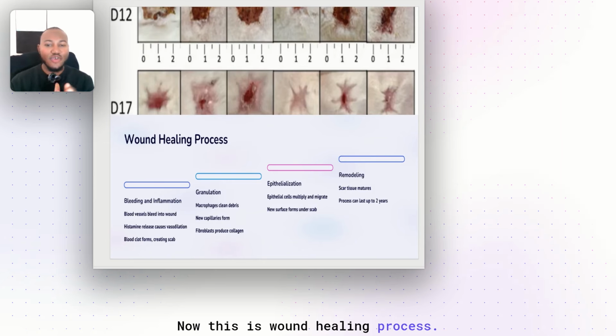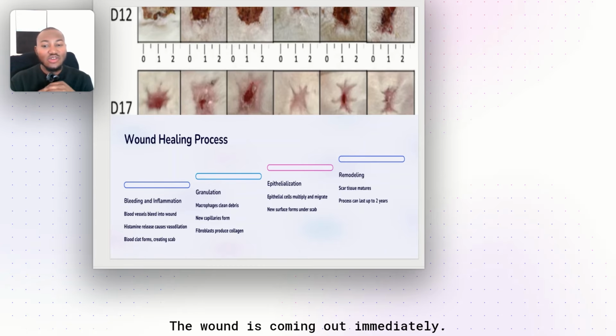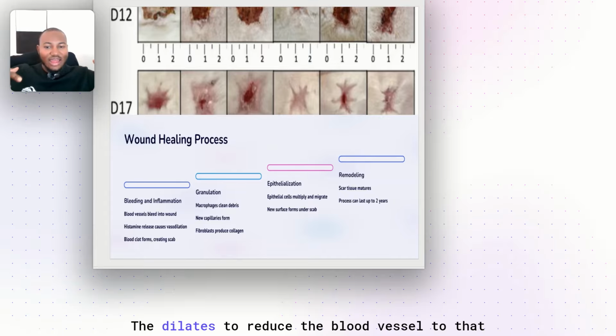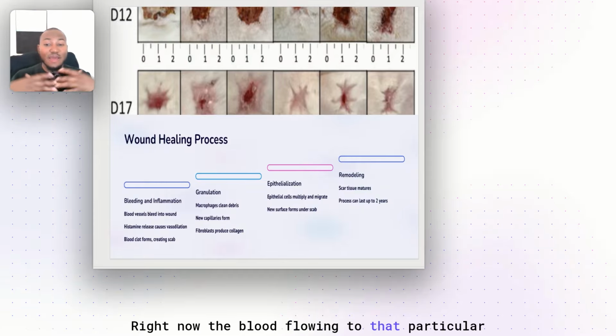Now, this is the wound healing process. I'm not spending too much time, but if you have an injury, what happens? There's bleeding and inflammation. Good. Now, the blood vessels around the wound are open. Immediately, what the body does is release histamine. What does histamine do? It causes vasodilation. It dilates the blood vessels to that particular place, right? Now, the blood is flowing to that particular part.